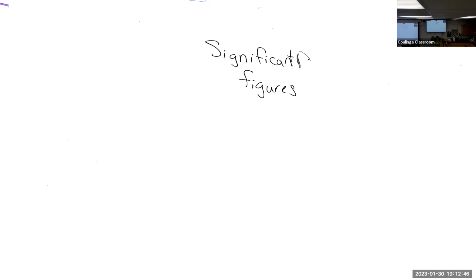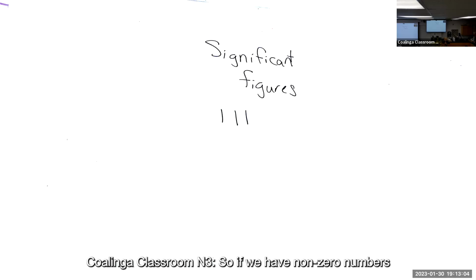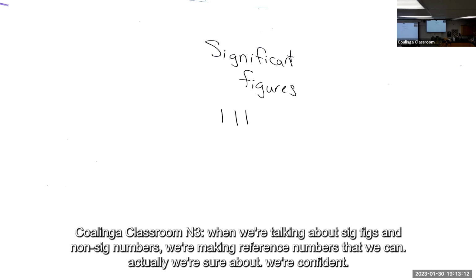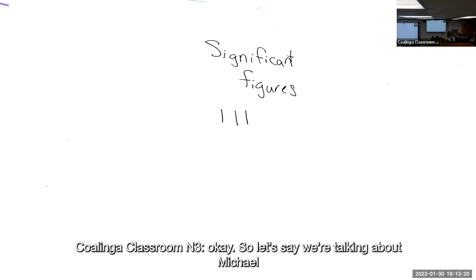Okay, so let's talk about significant figures. If we have non-zero numbers, all of those numbers are going to be considered significant, because you're telling me that you know that's the definition of one. When we're talking about sig figs and non-sig numbers, we're making reference to numbers that we're sure about, we're confident about. So let's say we're talking about my weight.